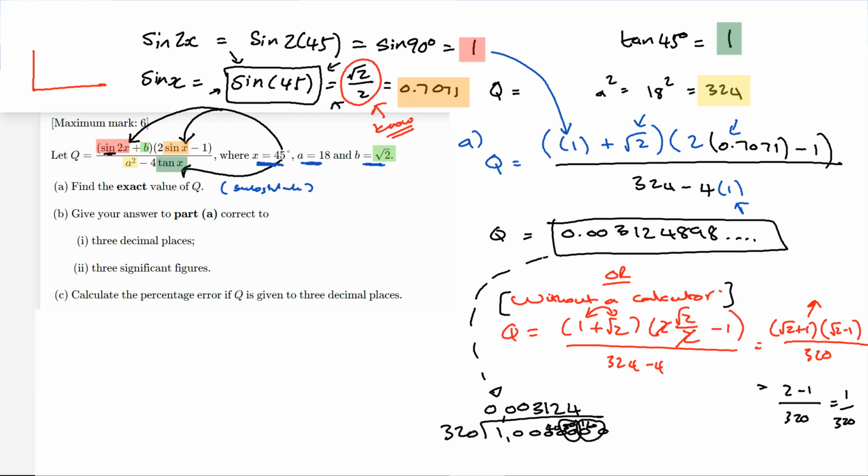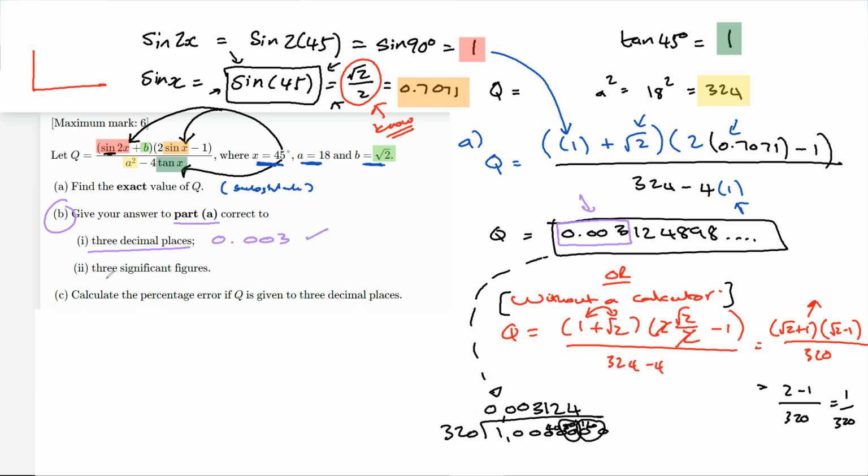Let's move on to question number B now. Question number B says, give your answer in part A corrected to 3 decimal places. So we've got this number over here, and we need to round it to 3 decimal places. Now, 3 decimal places means that we have to have those 3 values over there only. So this is going to be 0.003 to 3 decimal places.